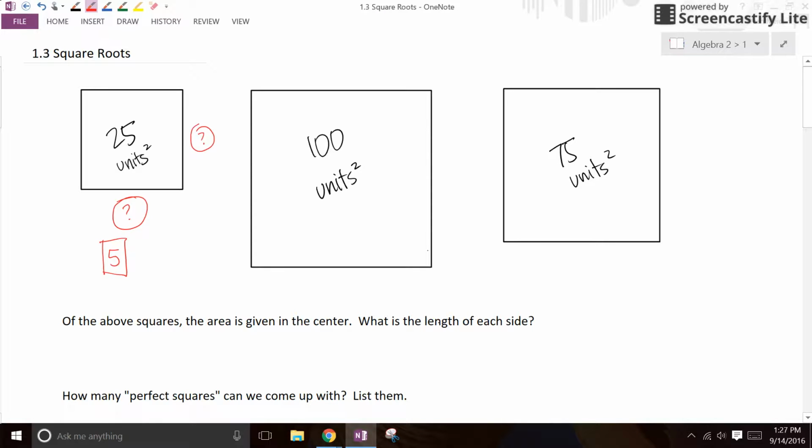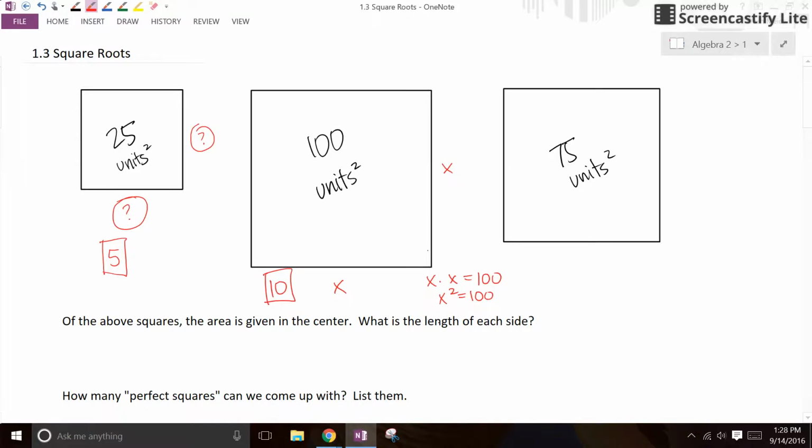Do the same thing for 100. How long is this side? Let's call it x. If you wanted to do a little algebra, x times x is equal to 100. Most people would call that x squared equals 100. So what would x have to be? I would say x would have to be 10. The side would have to be length 10 for the square.